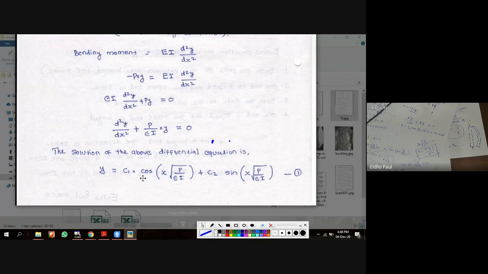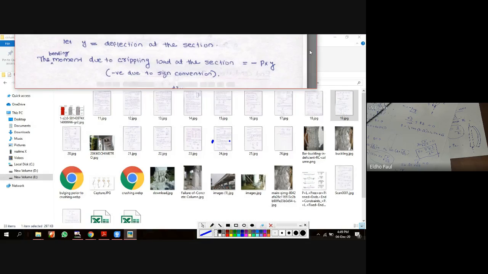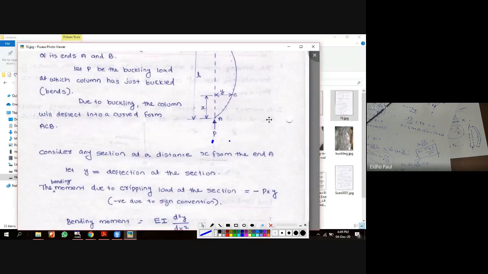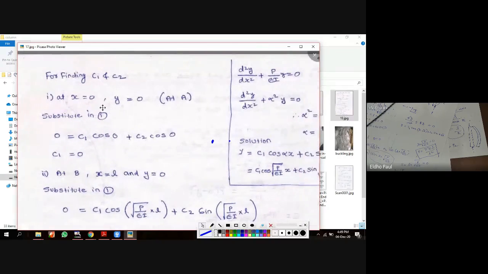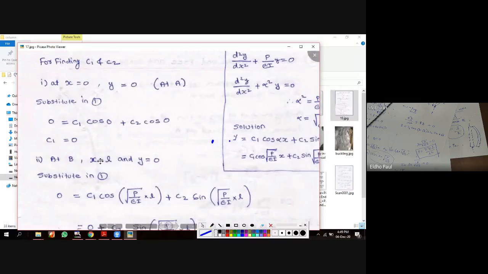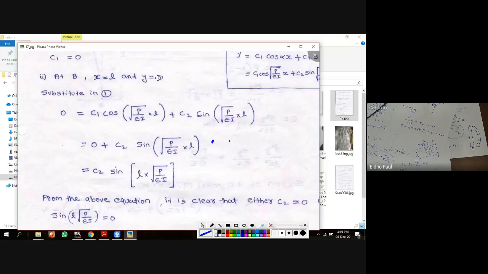In this solution, C2 and C1 are unknowns. To find the unknowns, we use two end conditions. At x equal to 0, that is the first support point, y equal to 0. Another one is at x equal to L, y equal to 0. By applying the first end condition, x equal to 0, y equal to 0, we got C1 equal to 0. And next, the end condition x equal to L, y equal to 0. Then we got C2 into sine L into root P by EI equal to 0.